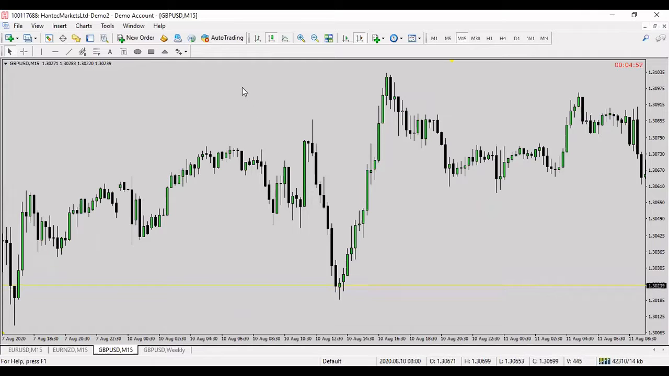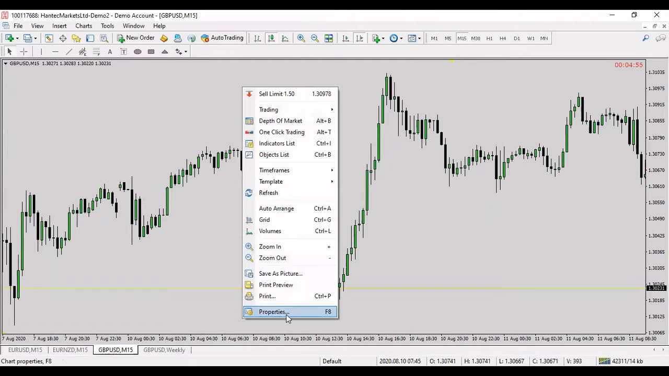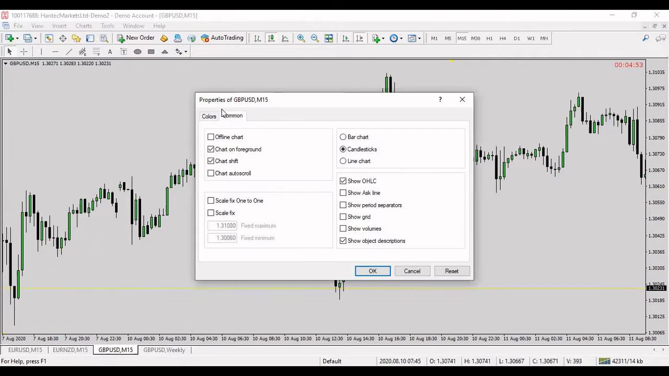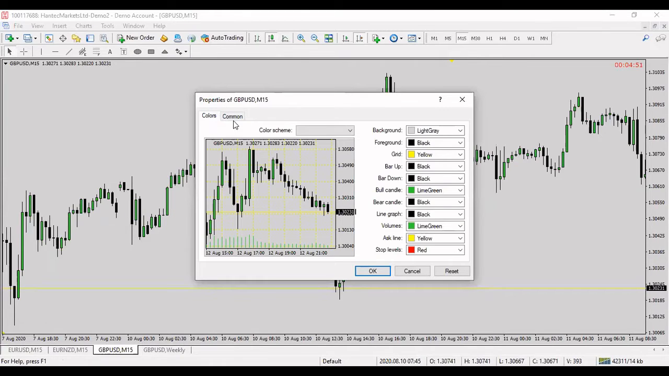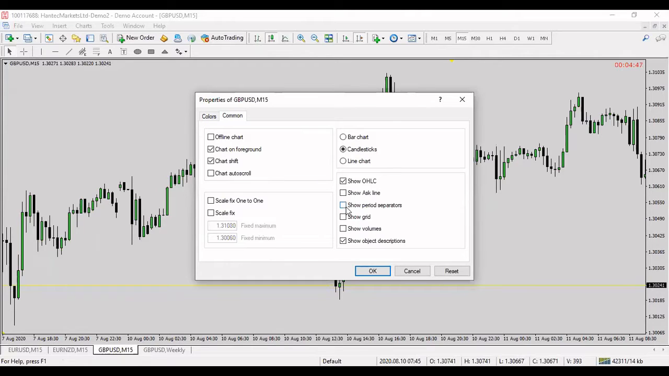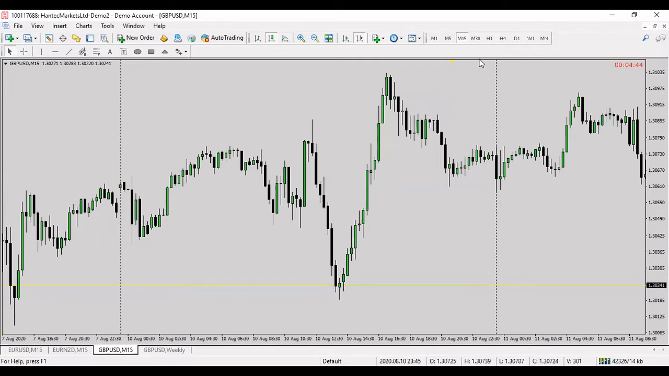When you come to your main chart, you right click, then you click on properties. When you come over here, we have colors and then we have common. You come to common, then you come over here, show period separators. You take that box, then you click OK. So they have been added. These separators will help you identify the range. So they are very important. You have to add them to your chart. They will help you identify your range.